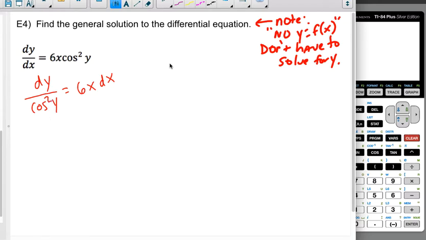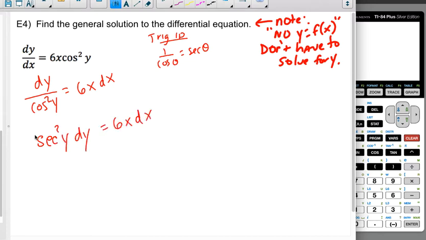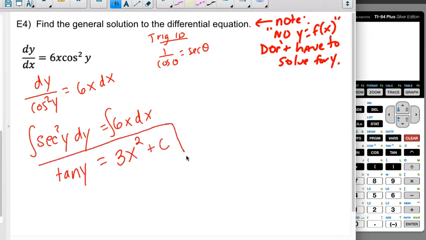And then I realized that there is a trig identity that hopefully most of us know that says that 1 over cosine of theta is the same as secant of theta. That makes me realize that this side is actually just secant squared y, and I feel a lot less panicked because I recognize that secant squared is an antiderivative rule. The integral of secant squared is tangent, because if you differentiate tangent, you get secant squared. On this side, when I integrate, I'm going to get 3x squared plus c, and that's it. I wasn't asked to solve for y, so I shouldn't solve for y. That's my answer. Yay, I'm happy.